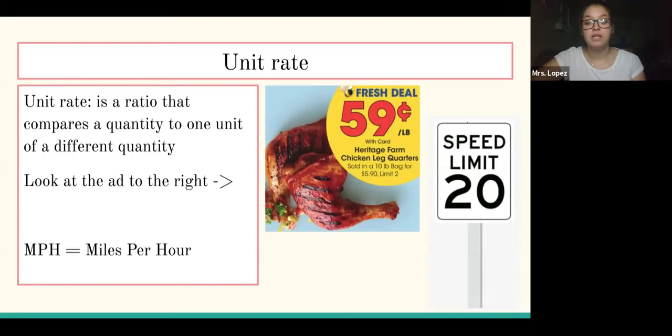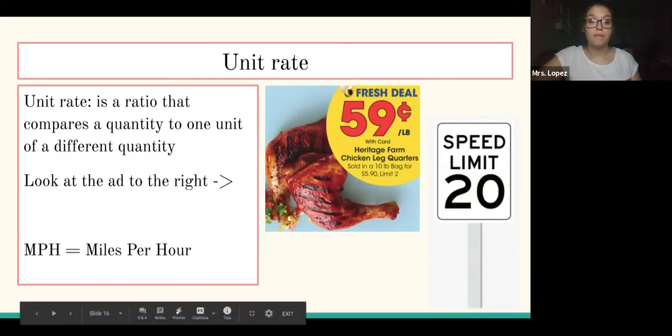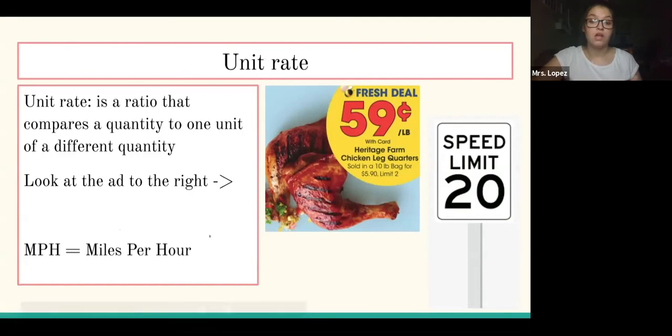If we look at the speed limit sign, on every street here in the United States, and possibly every country other than the United States as well, there are speed limits for how fast people are to drive on the road, in parking lots and stuff like that. And this sign is 20 miles per hour. MPH stands for miles per hour. So it's saying you can go 20 miles per 1 hour. This is the speed limit in this certain zone.